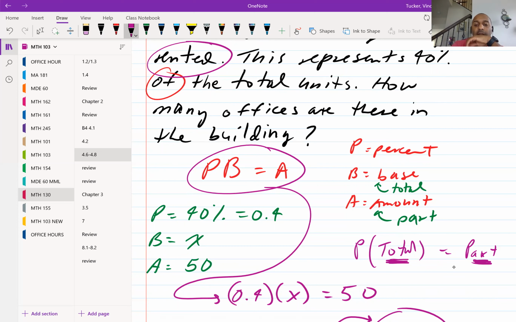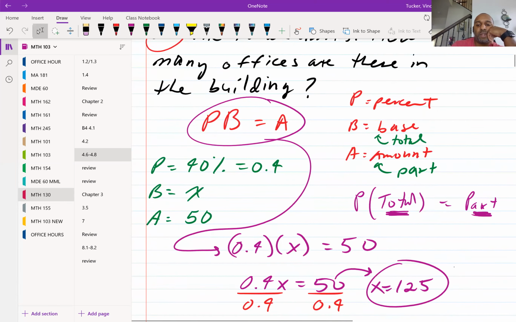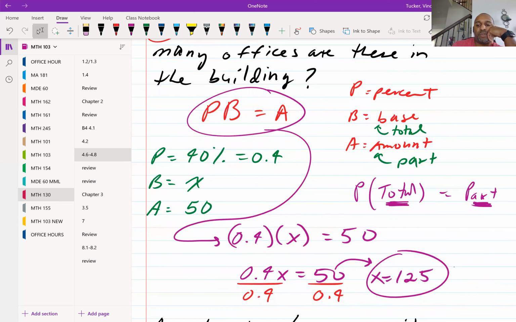All right. If I were to use the equation format that we talked about before, is and of and all that, or if I were to use the proportion, it would still set us up this way. X would be multiplied by 0.4, and then 50 would be on one side by itself. So then we divide both sides by 0.4, and that will give us 125 total offices in that building, or office units in that building.